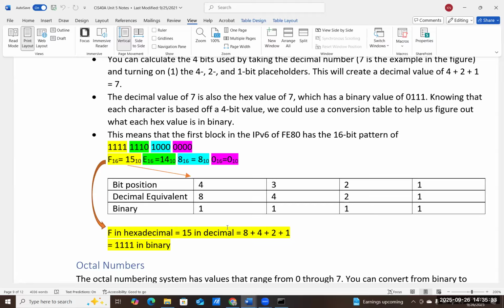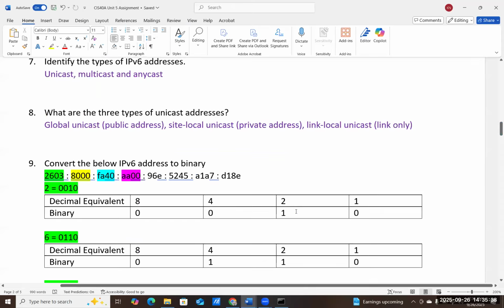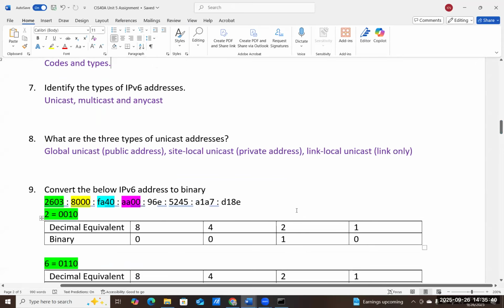Okay. So now let's go through and answer the next question. I tried to color code it for you. You're going to start with the number 2. Remember, 2 in hex is 2 in decimal. If we have the same table, 1, 2, 4, 8, then which bit is on at 2? Well, the 2, right?